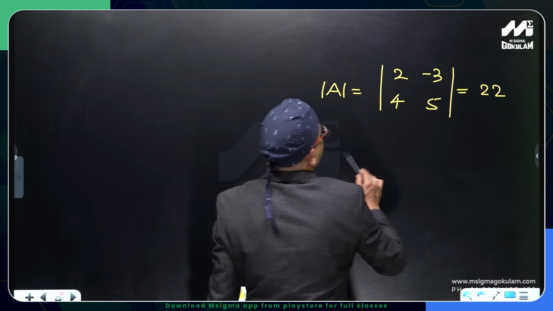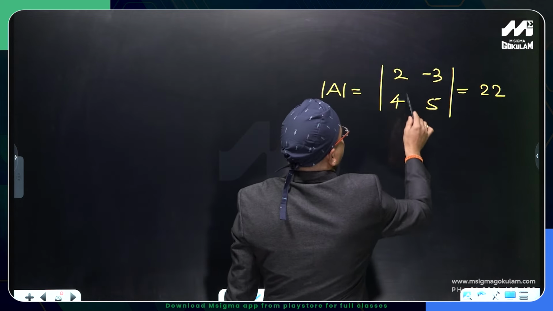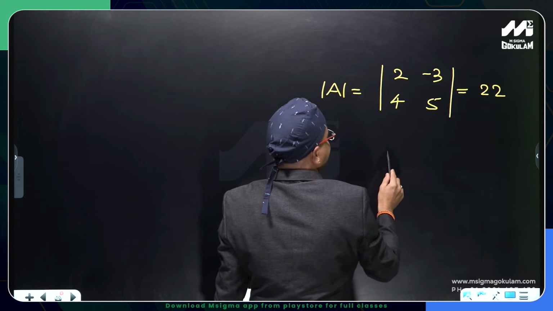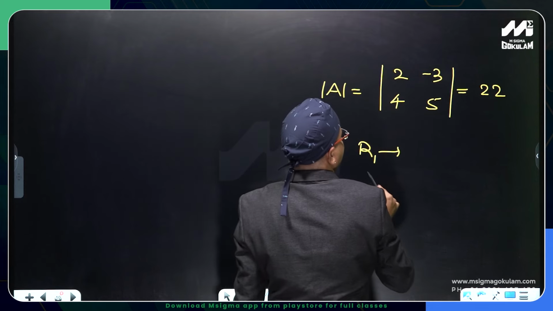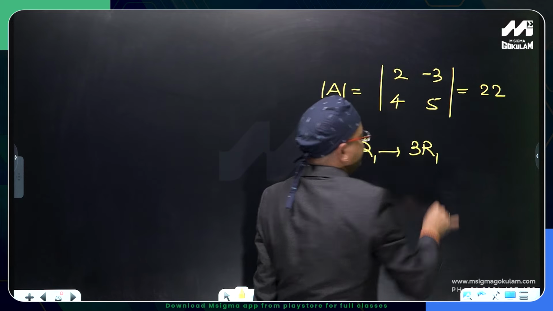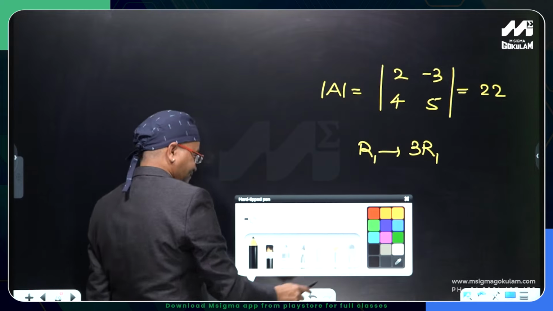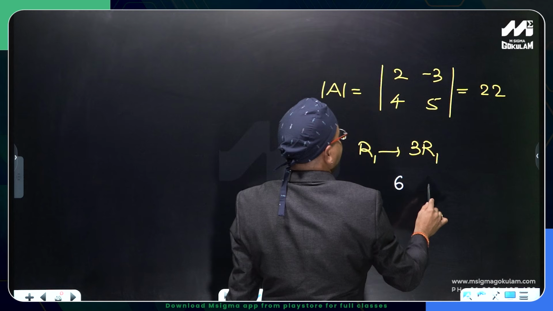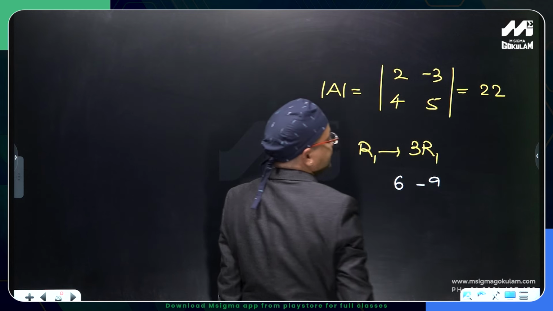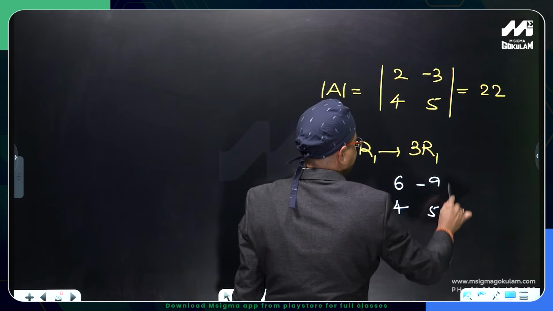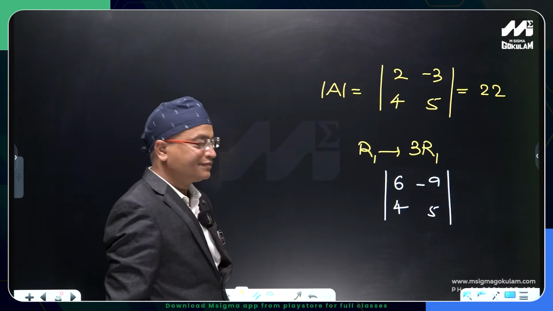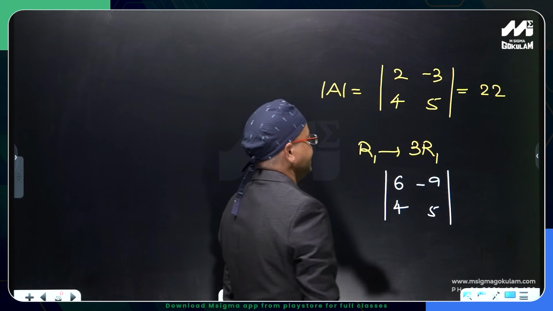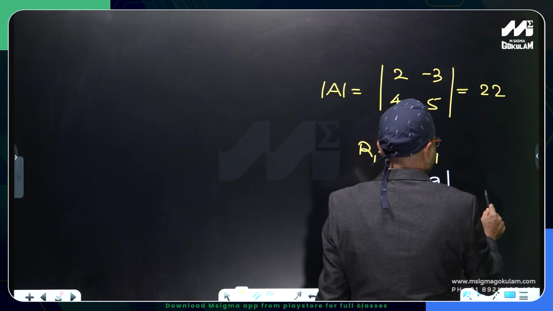Now I multiply the first row with 3. So R1 is becoming 3R1. Then what happens? Let us see. 2 into 3 is 6, 3 into minus 3 is minus 9, 4, 5 as it is, no change. Then what is the determinant? 6 into 5 is 30 plus 36. That means 66.